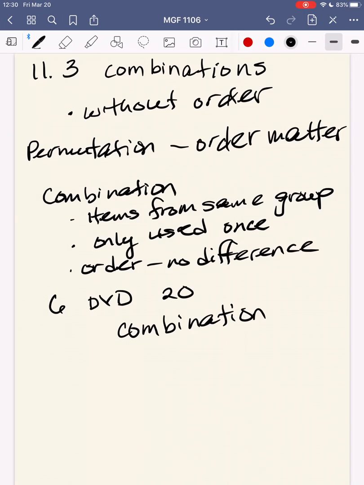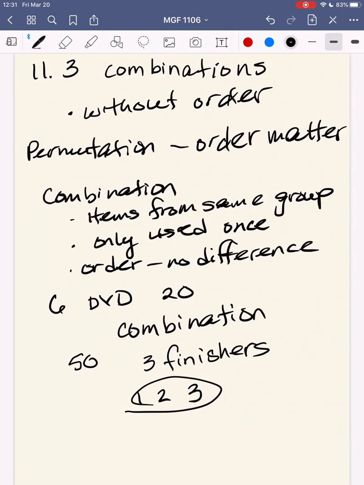In part B, there are 50 runners, no ties, and I want to look at how many ways the first 3 finishers can come in. The top 3 finishers, how many ways can they come in? This is a permutation. First 3 finishers: 1, 2, and 3. They're in an order. Because order matters with permutations, this is a permutation. So you're looking for that whole idea of order.